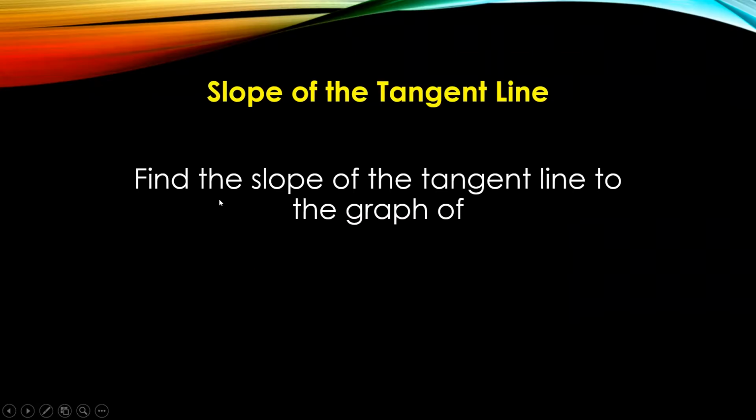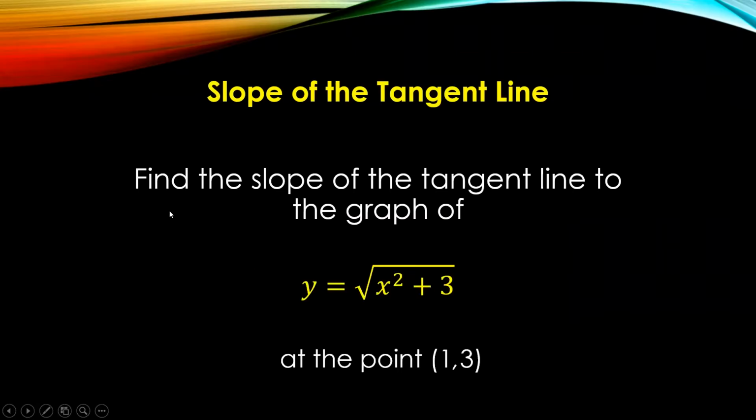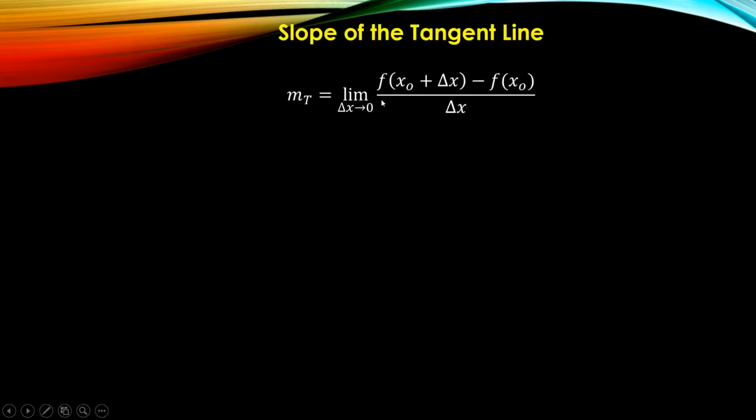So let's try solving this. Find the slope of the tangent line to the graph of this one at (1, 2). So how do we do this? You're given a point, and you're also given the expression here, the function y equals the square root of the quantity x squared plus 3. So let's solve that. How do we solve that? Solve for the limit.